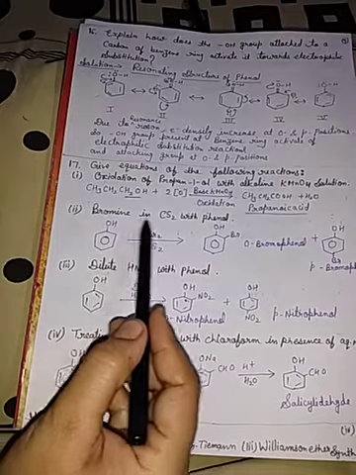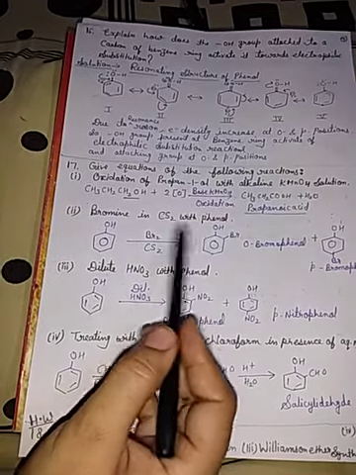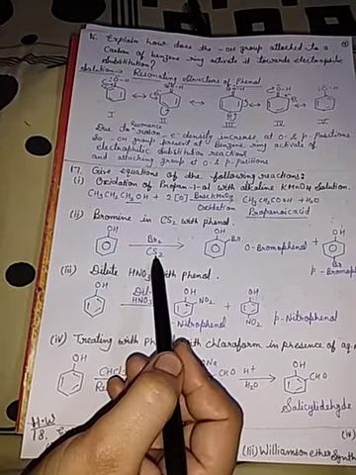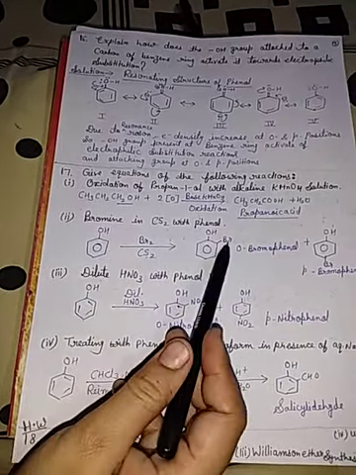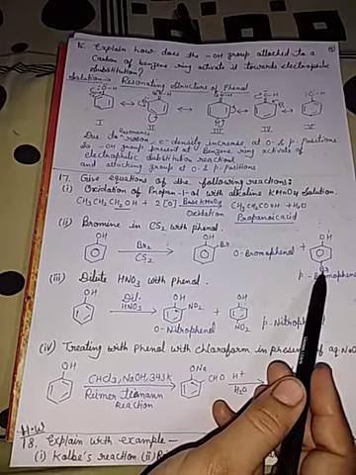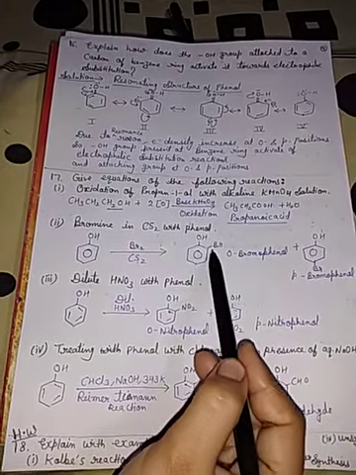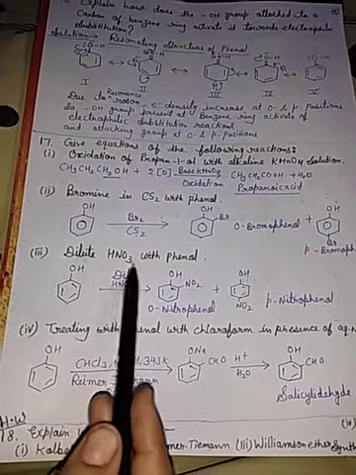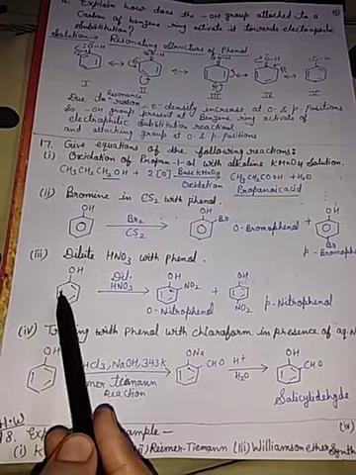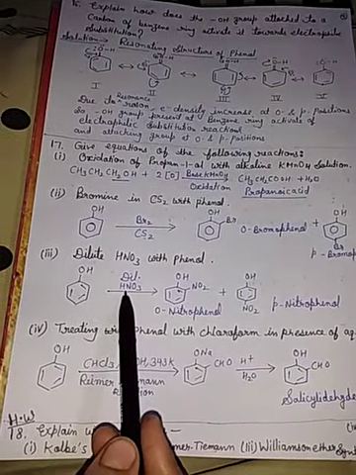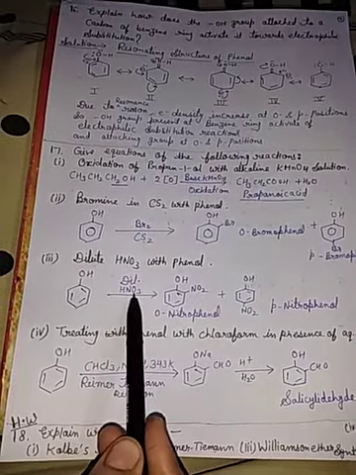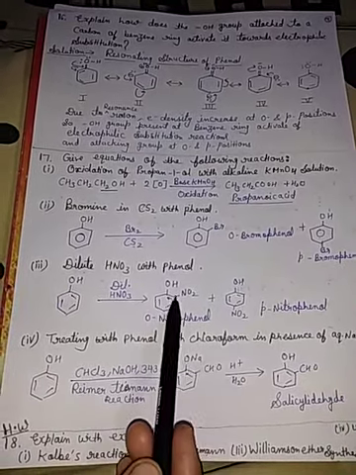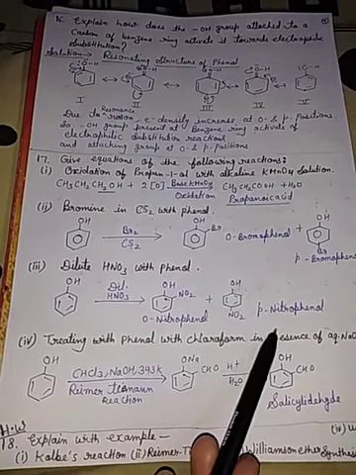Then bromine in carbon disulfide with phenol. We take phenol with Br2 in carbon disulfide. So bromination occurs: one bromine attaches at the ortho position and one at the para position. The products are ortho-bromophenol and para-bromophenol. Second is dilute HNO3 with phenol. We take phenol in the presence of dilute HNO3. Here the electrophile is the NO2 group, which attaches at the ortho and para positions. So the products are ortho-nitrophenol and para-nitrophenol.